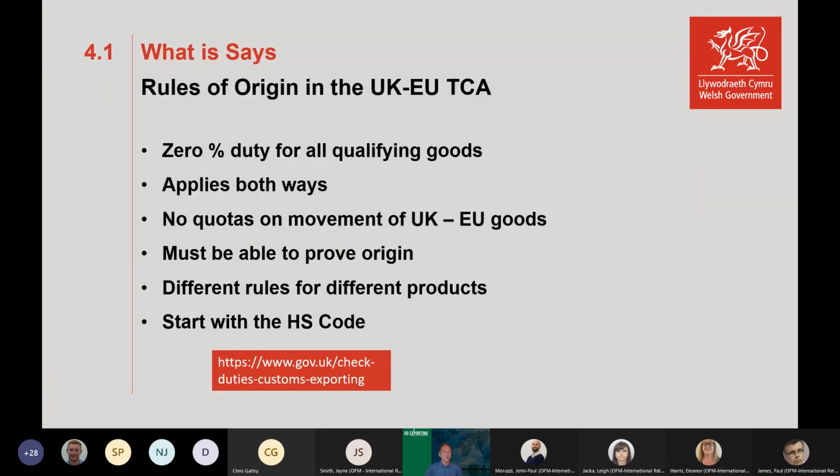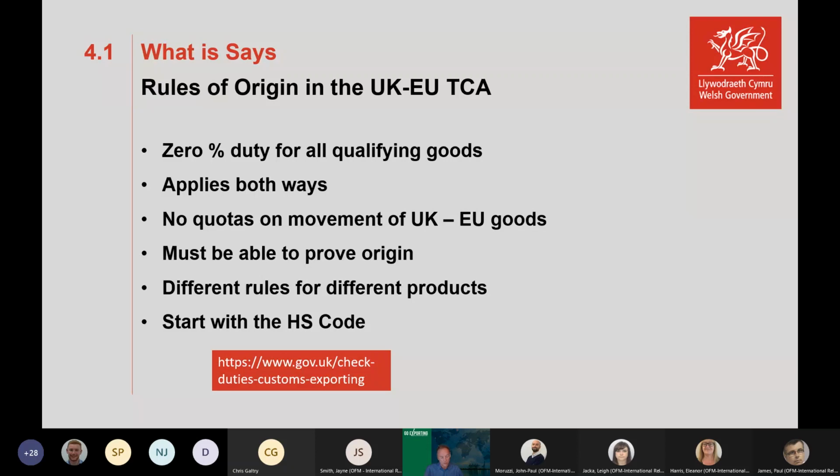So what it says, under the rules of origin in the UK-EU TCA, is that there is 0% duty for all qualifying goods. Now that was one of the headlines, wasn't it, when the agreement was announced, and everyone was fantastic. If it's a UK or EU product, then zero duty, we can move goods pretty much as we've been doing before. And it does apply both ways. There are also no quotas on movements of UK and EU goods. But in the detail, you must be able to prove origin, and different rules apply for different products.